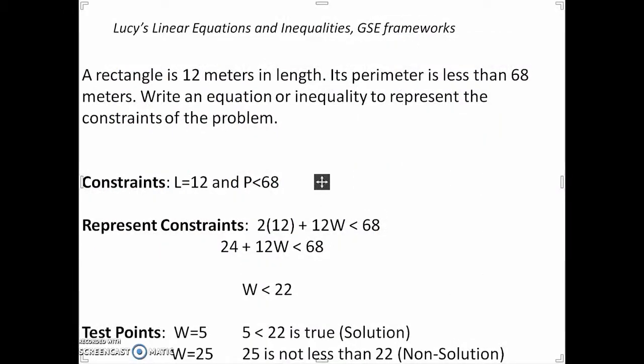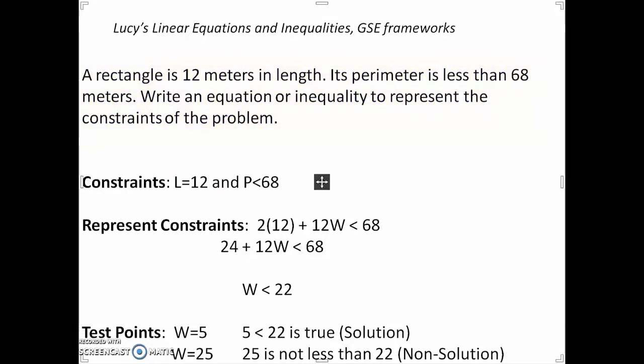We're going to break down the standard using an example adapted from Lucy's linear equations and inequalities from the Georgia Standards frameworks. A rectangle is 12 meters in length. Its perimeter is less than 68 meters. Write an equation or inequality to represent the constraints of the problem.